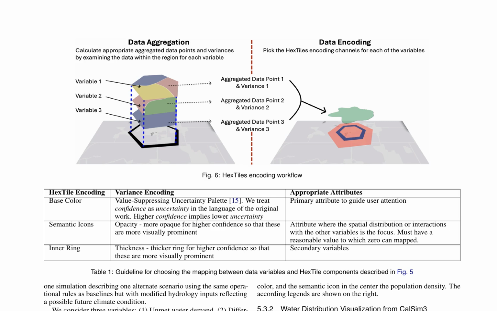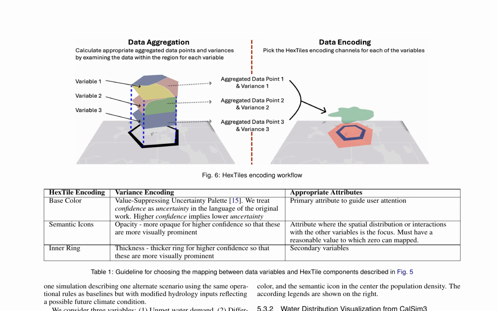Here is a combined summary of pages 5 and 6 of the research paper. The authors propose a novel visualization approach, HexTiles, to effectively communicate complex data relationships and uncertainty. HexTiles consist of a base color, inner ring, and semantic icon, which can be used to encode multiple variables and their uncertainty. The authors provide a guideline for choosing the mapping between data variables and HexTile components, ensuring that the design is flexible and adaptable to different use cases.